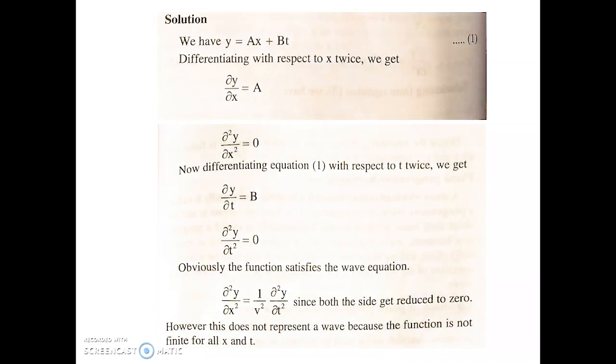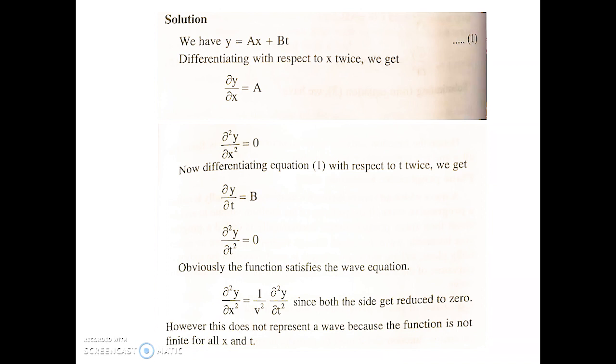So for that, let's first find ∂y/∂x. Y equal to x plus bt. So ∂y/∂x is a, and ∂²y/∂x² is 0 since a is a constant. And again, we have to differentiate y with respect to time. So that will give us ∂y/∂t is b and ∂²y/∂t² is equal to 0 again because b is a constant.